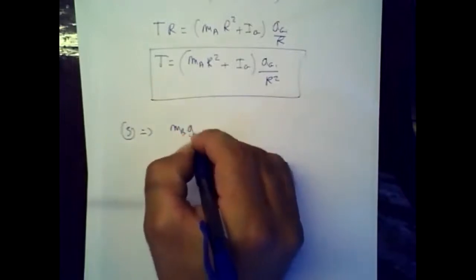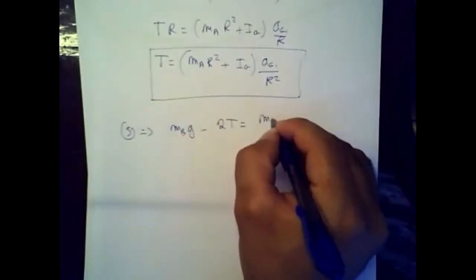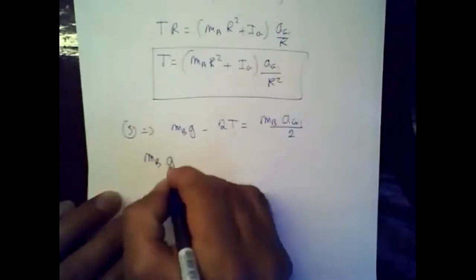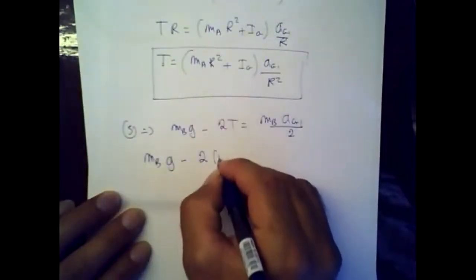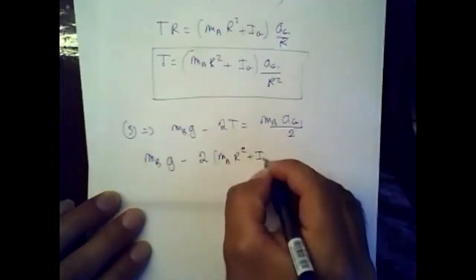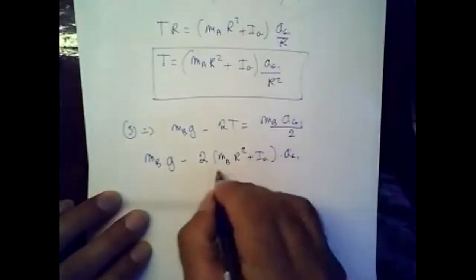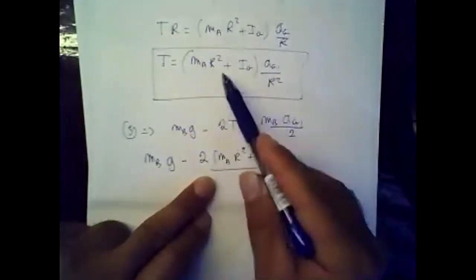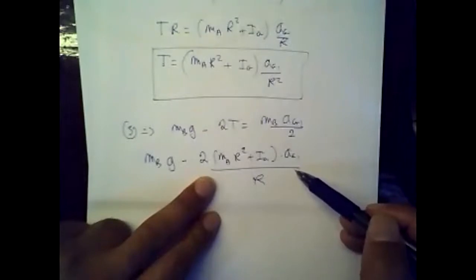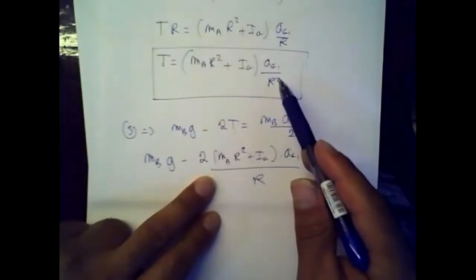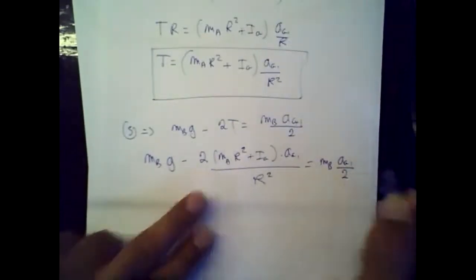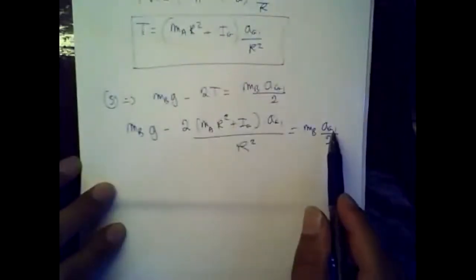Now from this equation and from T, basically I had MBG minus 2T is equal to MB AG1 over 2, and I know the value for T from here. So MBG minus 2 times T, which is (MA R squared plus IG) AG1 divided by R squared, is equal to MB AG1 over 2. And you can see from here that now we have a value for the acceleration of G1.